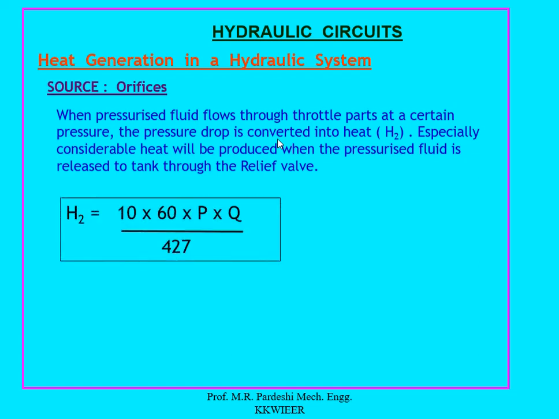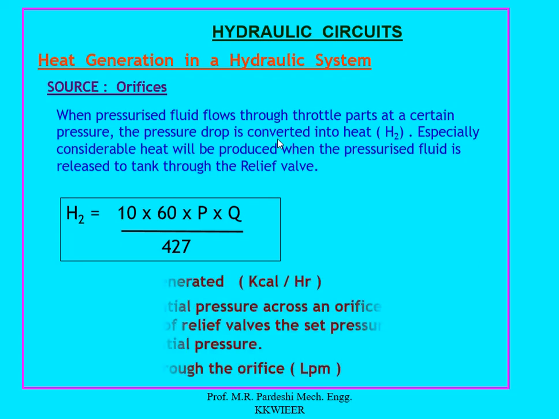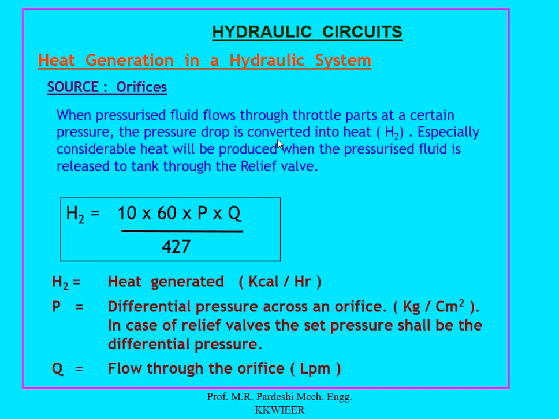H2 has to be calculated from this standard formula, that is 10 into 60 into P into Q, where P and Q are earlier calculated, divided by 427. From this the H2 is calculated from the source, that is the orifice, the heat generated by the orifice. P is nothing but the differential pressure across the orifice; in case of a relief valve, the set pressure shall be the differential pressure. And Q will be the flow rate through the orifice in LPM.